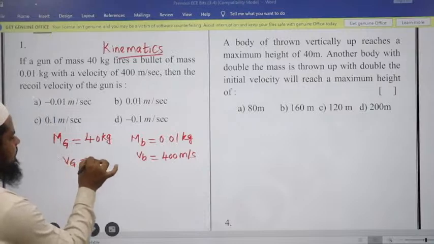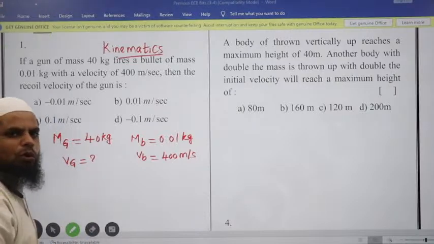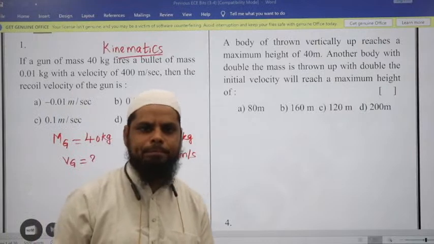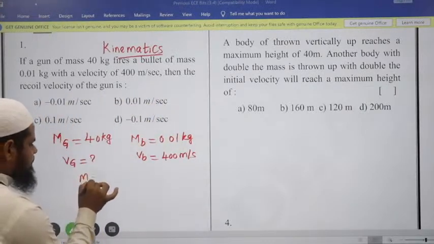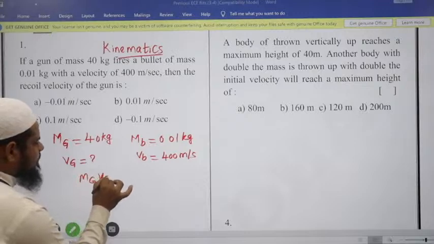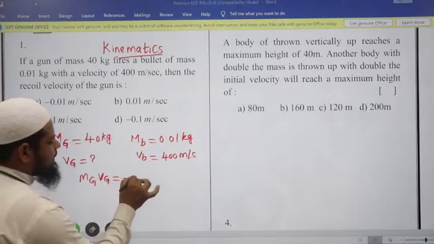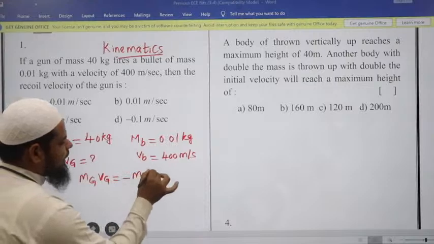What is the law of conservation of momentum? The law of conservation of momentum is mgvg is equal to minus mbvb, because it is recoil velocity.